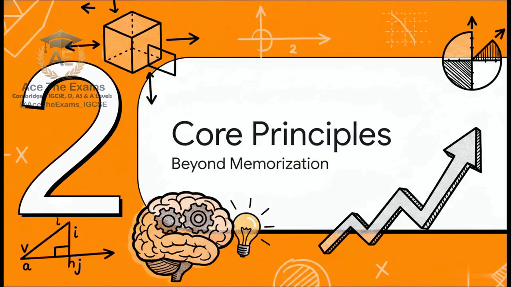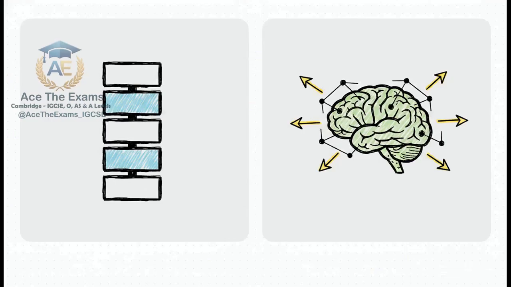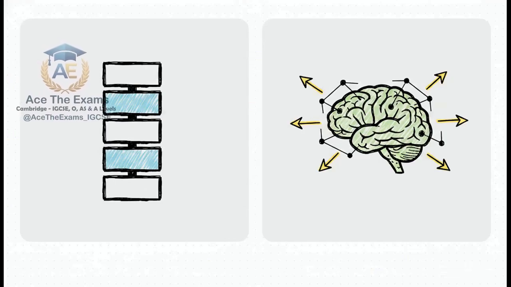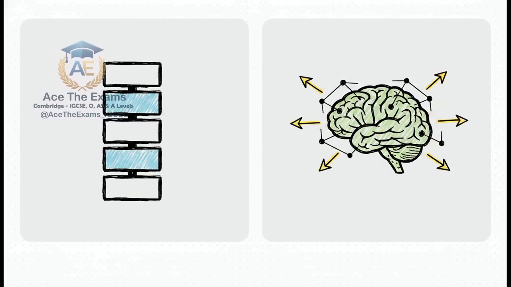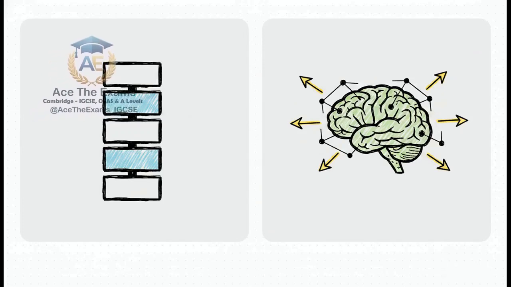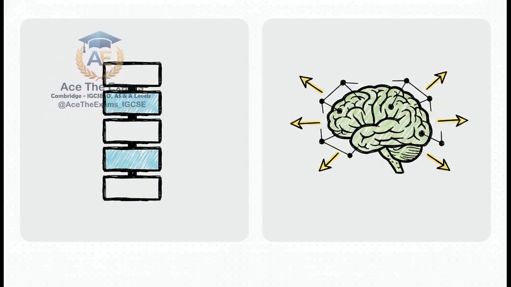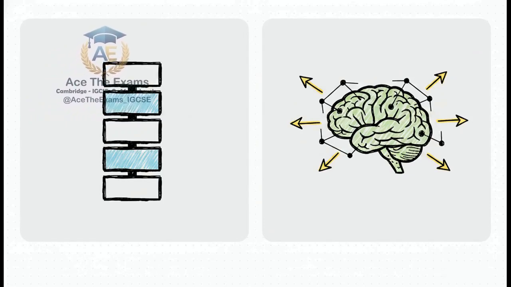Section 2. Core theoretical principles beyond memorization. Look, there is a massive difference between the rote memorization of vector formulas and building a connected conceptual understanding. Think of memorization as showing up to a pitch with just a generic template. The syllabus heavily favors candidates who exhibit real strategic understanding.